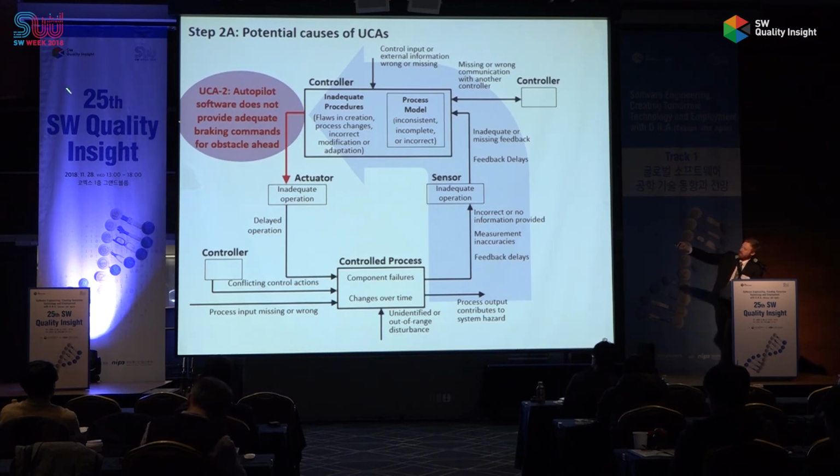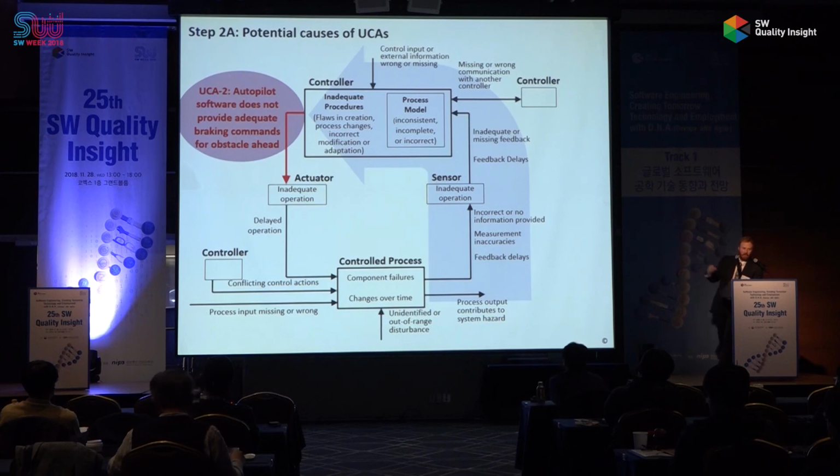Here's that same unsafe control action. Software does not apply brakes for an obstacle. Why? Why in the world would software do this? What do you think? What might it believe when this happens? Maybe it believes there is no obstacle. Of course it's not going to apply brakes if it believes there is no obstacle. Okay, but there is one. How can it believe there is no obstacle when there is one?